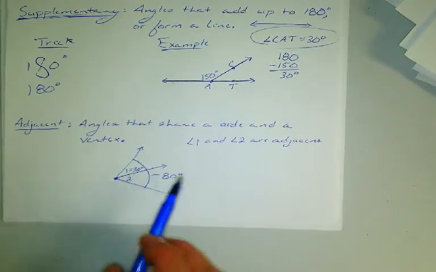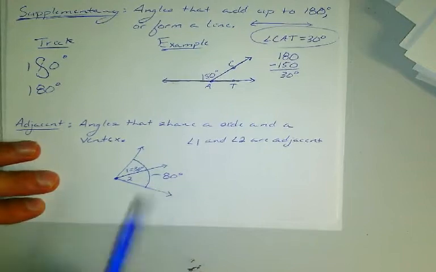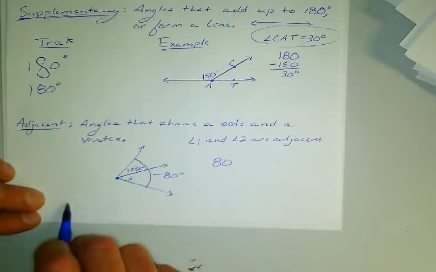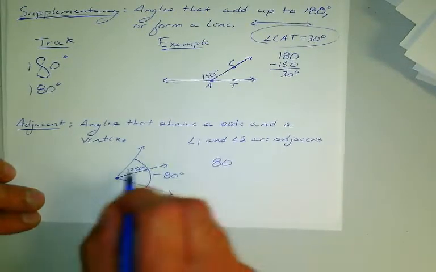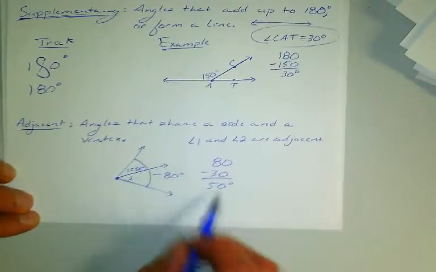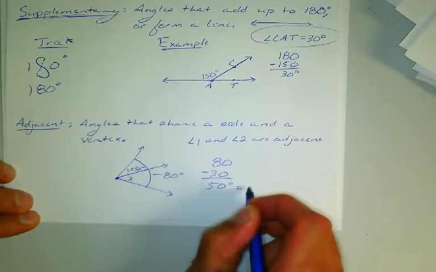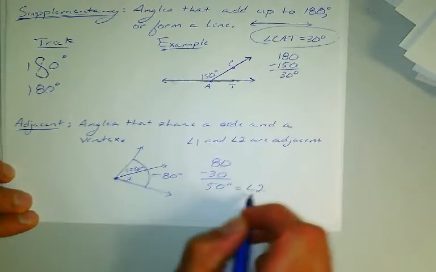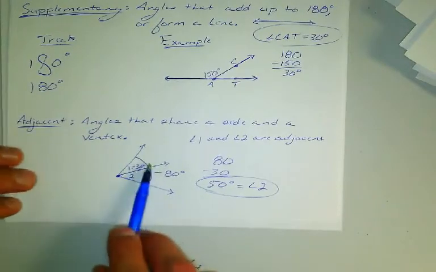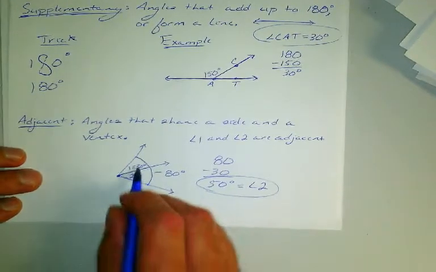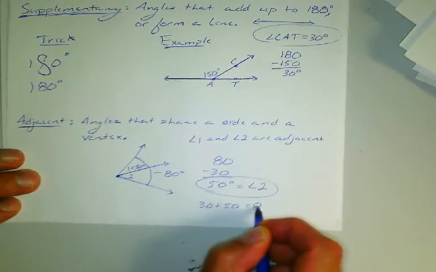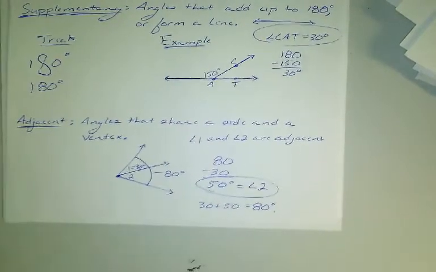Now I can do the same thing I did with complementary and supplementary. I can basically take what they both add up to, which in this case is 80, and I can subtract the angle that I know. I know that angle 1 is 30, so I subtract 30, and that gives me a missing angle of 50 degrees. So angle 2 equals 50 degrees. And again, you can always check these. I know that both of them add up to 80, so I would do 30 plus 50 equals 80.